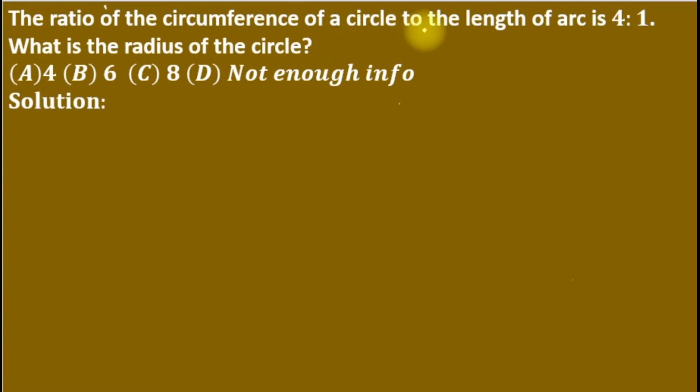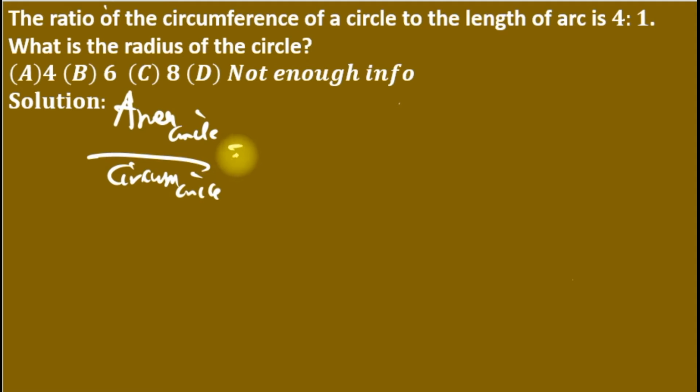Given the ratio of circumference of a circle to the length of arc is 4, we are asked what the radius of the circle is. So see how I'll connect this circumference of a circle and length of arc. We know that the ratio of area of a circle over the circumference of that same circle, you notice that we have radius r over 2, because area of a circle is pi r squared, circumference is 2 pi r, so we are left with r over 2.